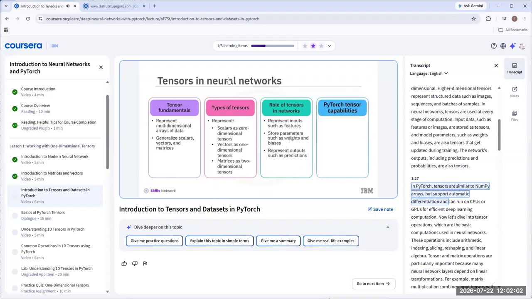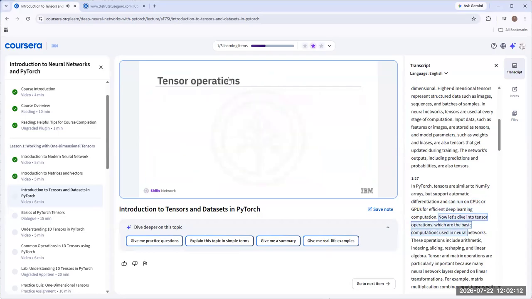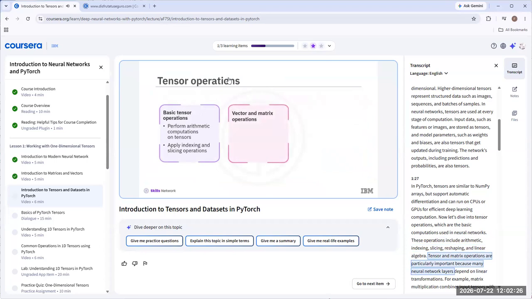In PyTorch, tensors are similar to NumPy arrays, but support automatic differentiation and can run on CPUs or GPUs for efficient deep learning computation. Now let's dive into tensor operations, which are the basic computations used in neural networks. These operations include arithmetic, indexing, slicing, reshaping, and linear algebra. Vector and matrix operations are particularly important because many neural network layers depend on linear transformations.